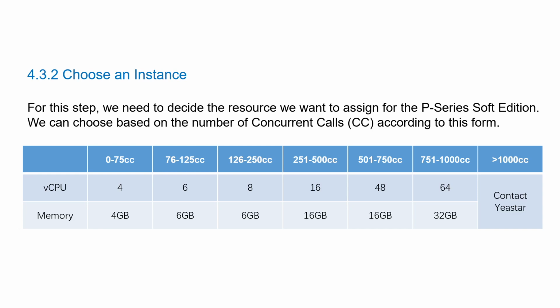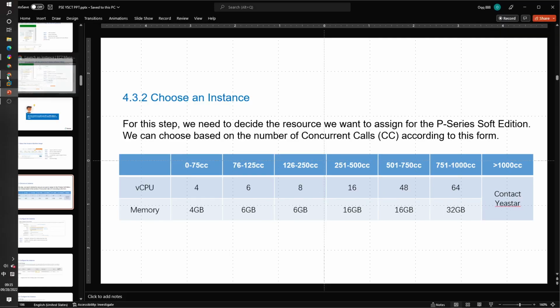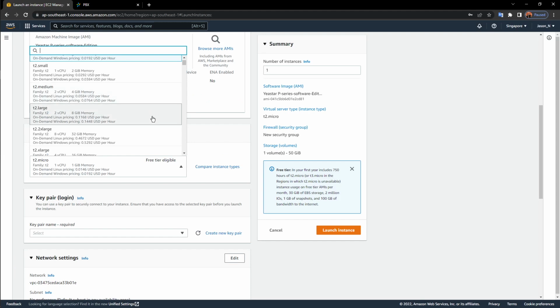It depends on how many concurrent calls you're looking for, once again. So if you're running the system with under 100 concurrent calls, we just recommend you get ready with 4 virtual CPUs, 4 gigs memory. So you can have a look at this one as your reference. Just as your reference, and then back to your AWS, and choose the license.